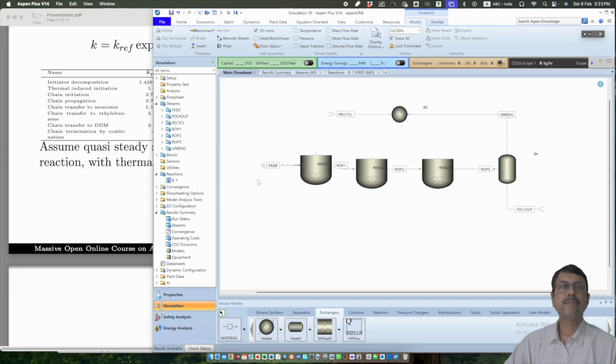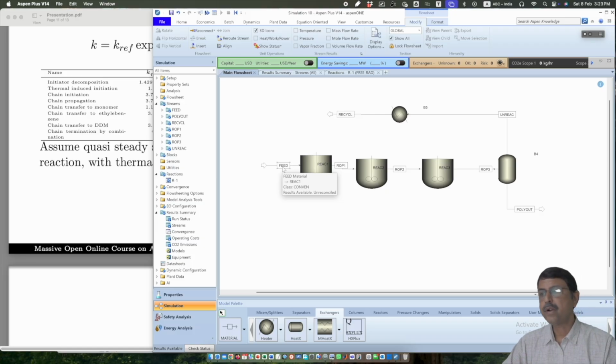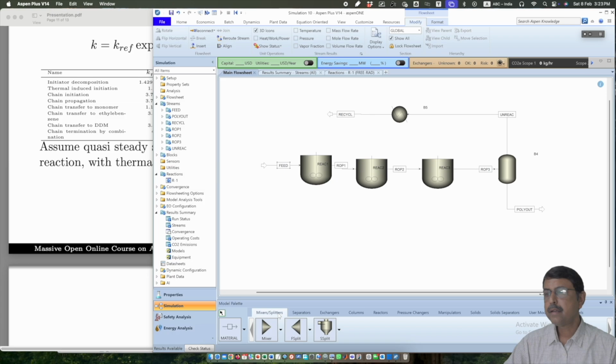Now we are at this point. So we have got this recycle, and this recycle stream we can attach to the feed, and whatever we are losing over here, that amount of styrene, TBP and DDM we have to provide as a makeup fluid. So we have to arrange some makeup fluid over here. For that, we need a mixer. So let us take it over here.